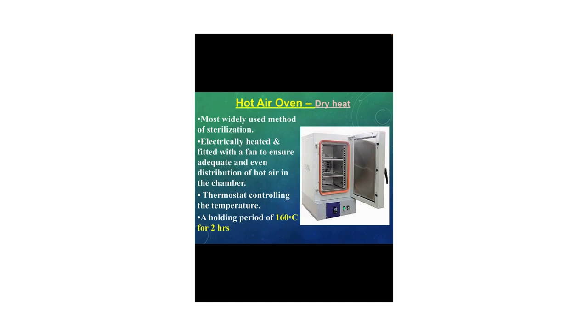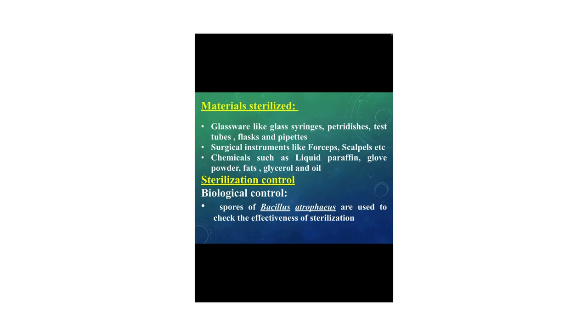Then the next important instrument is the hot air oven. It is mainly used in microbiological labs. It is electrically heated. It contains a fan to ensure adequate and even distribution of hot air in the chamber. The temperature is 160 degrees Celsius for 2 hours. Glasswares like syringes, petri dishes, flasks, and pipettes are sterilized, and surgical instruments like forceps and scalpels are also sterilized. The biological control is Bacillus atrophaeus.